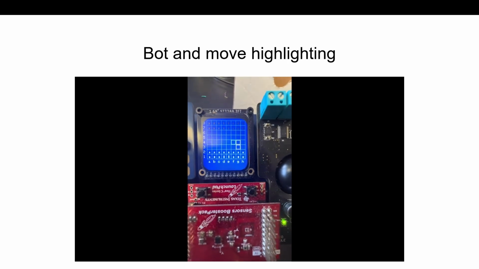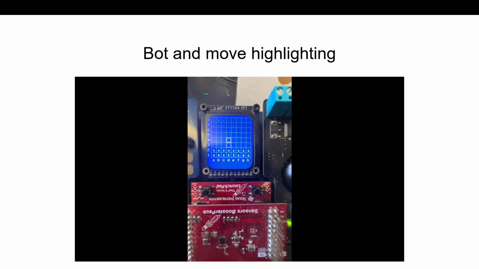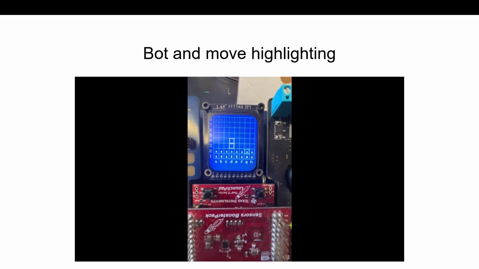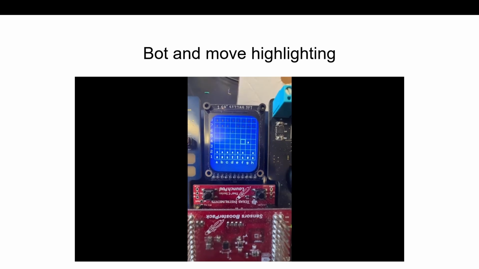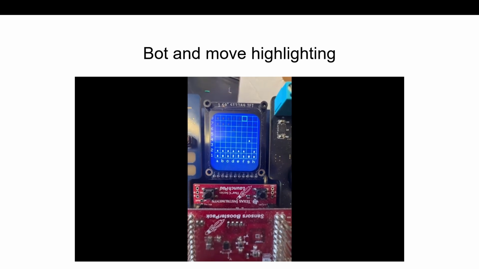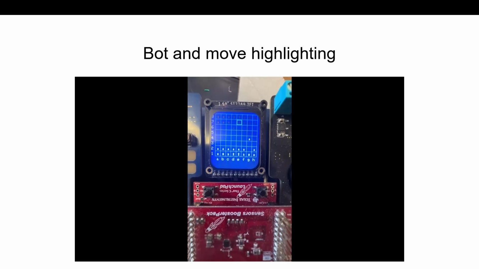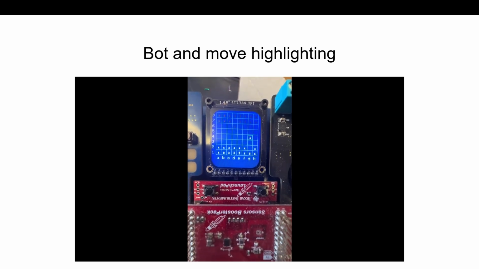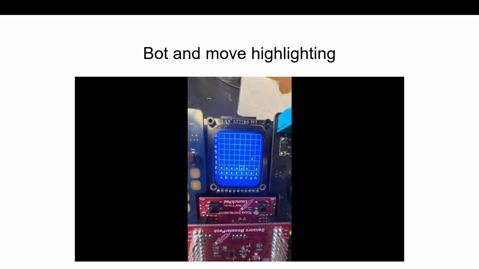And then the cursor is always green like this. But then if you are hovering over a possible move, it's purple. And then if you click the joystick on one of those, it actually makes the move. So that's how that highlighting works. And you can go down, right, left, and it would overlap to the other side of the board. Okay, so that's the move highlighting.